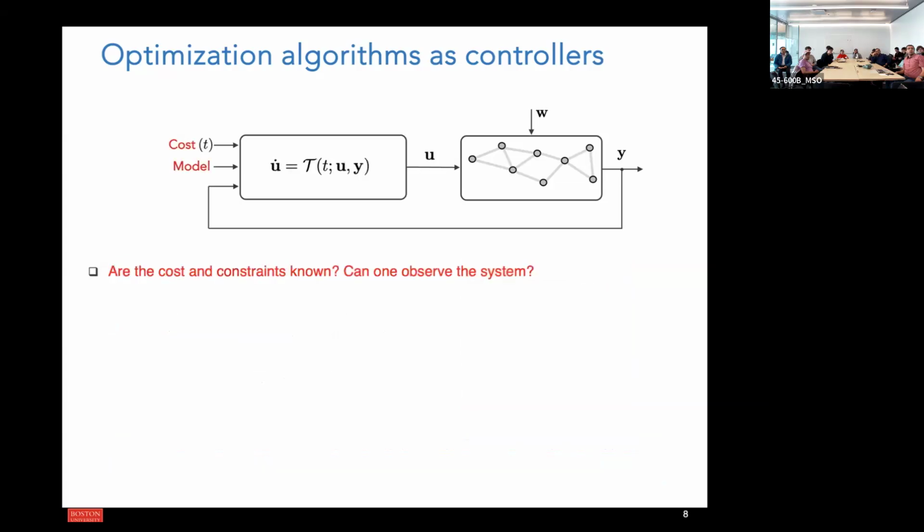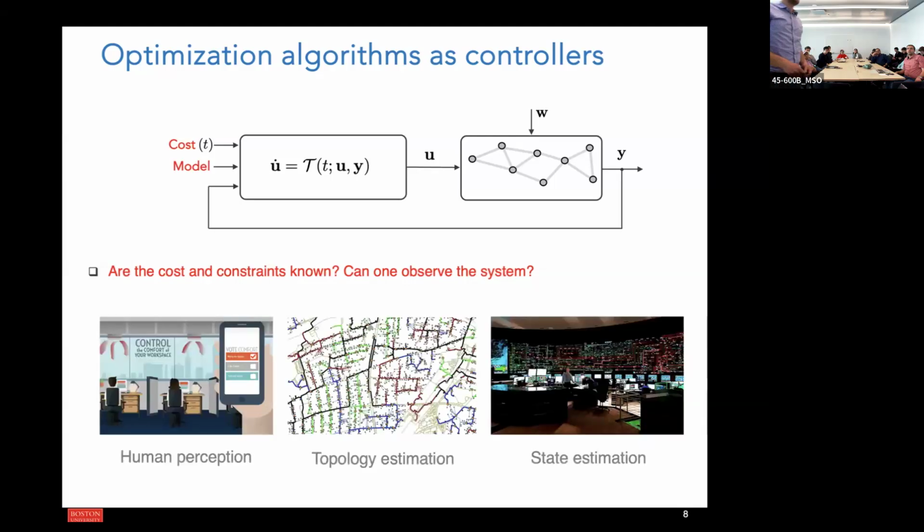All right, so just to give you a little bit of a broader view of what my group has been doing, I'm not going to touch on the topics related to learning in this presentation. We also ask ourselves the question: can we have access to, for example, the parameters of our system? Or can we actually observe the state or the output of the system? Or can we know the cost function a priori?